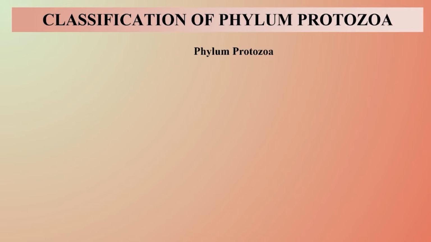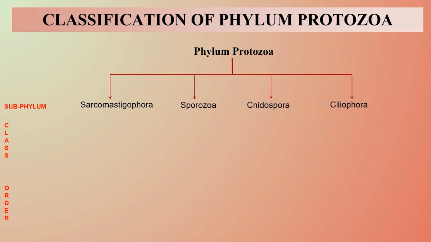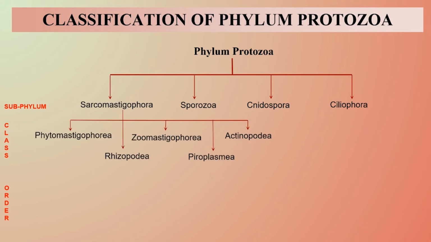Classification of phylum Protozoa. Phylum Protozoa is further classified into subphylum, classes, and orders. Phylum Protozoa consists of 5 subphylums. They are Sarcomastigophora, Sporozoa, Nidospora, and Ciliophora. Subphylum Sarcomastigophora is subdivided into 5 classes. They are Phytomastigophoriae, Rhizopodiae, Zoomastigophoriae, Pyroplasmiae, Actinopodiae.